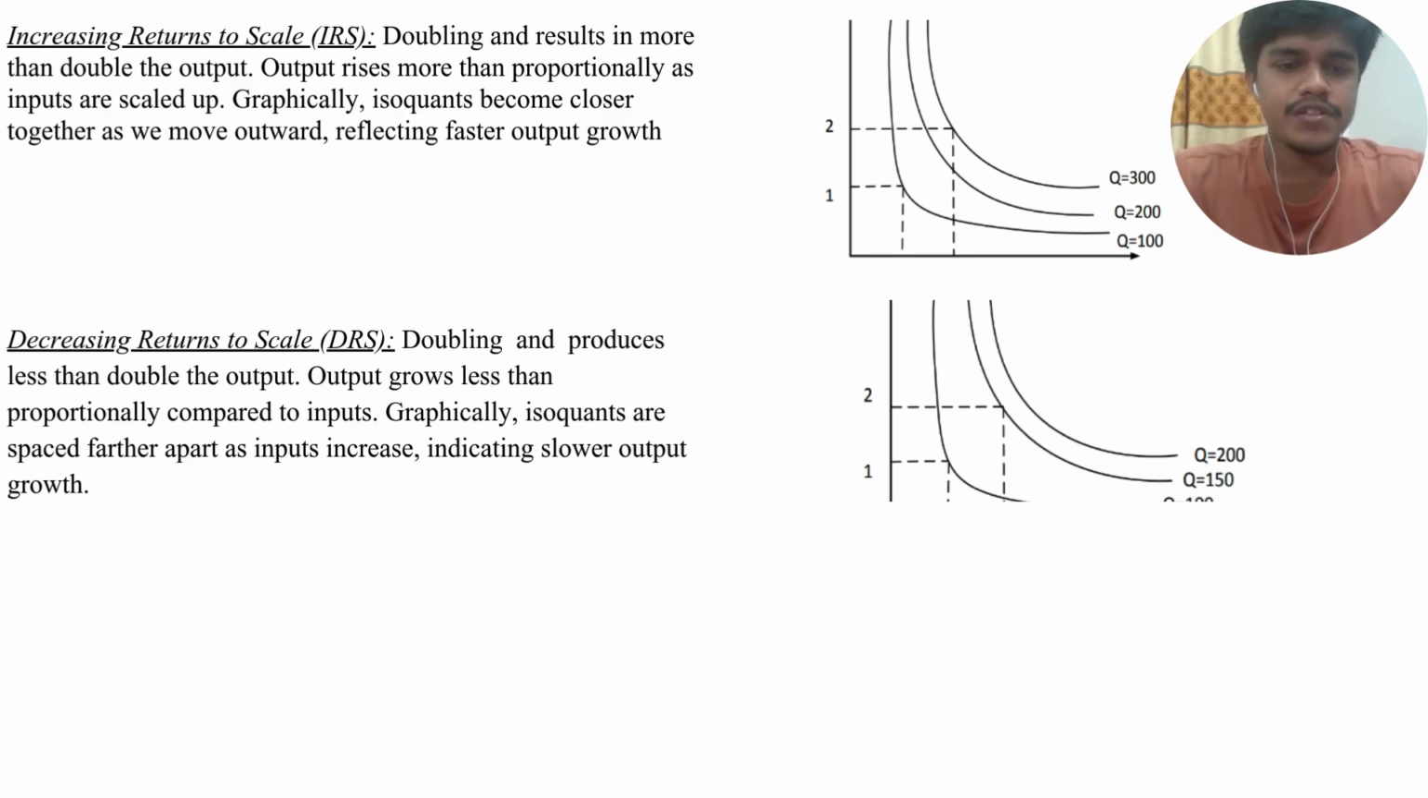In the case of decreasing returns to scale, doubling the input results in less than a double of output. I increase my input, let's say the capital, on the y-axis. If I increase my capital, the output doesn't increase that much, whereas with increasing returns to scale it did. So it indicates slower output growth.